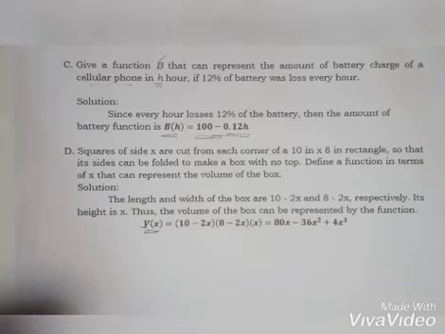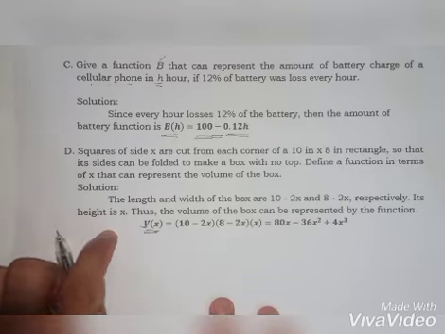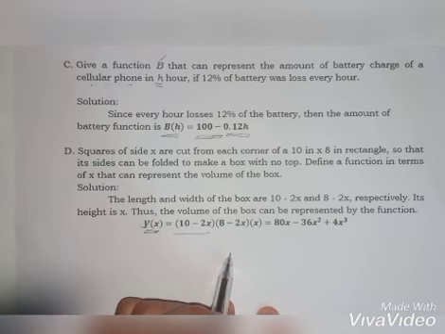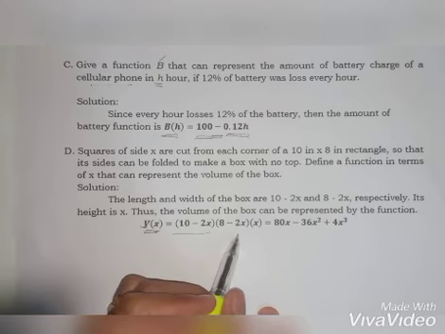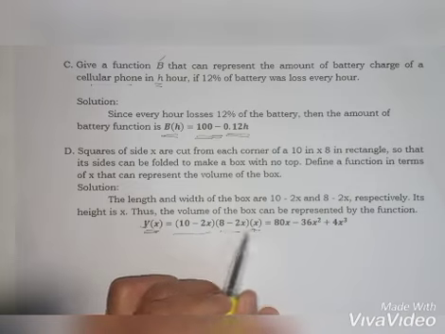So the length and width of the box are 10 minus 2x and 8 minus 2x respectively. Its height is x. Thus, the volume of the box can be represented by the following. 10 minus 2x, which is the length. 8 minus 2x, which is the width. And x is the height.